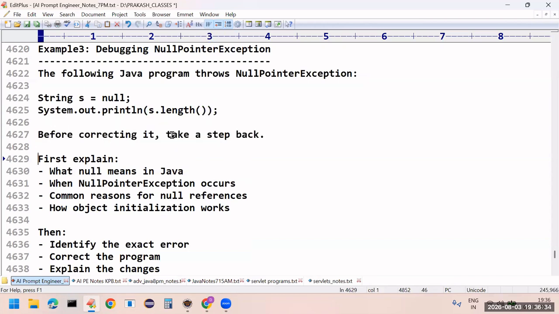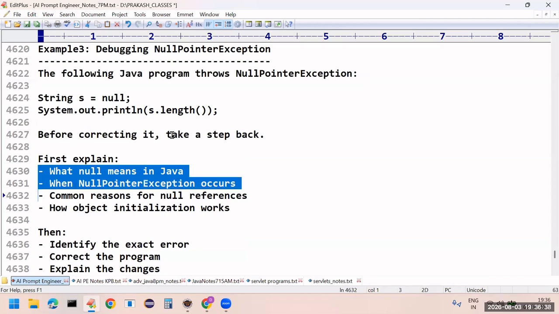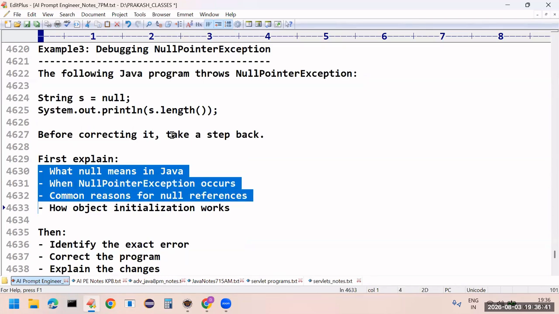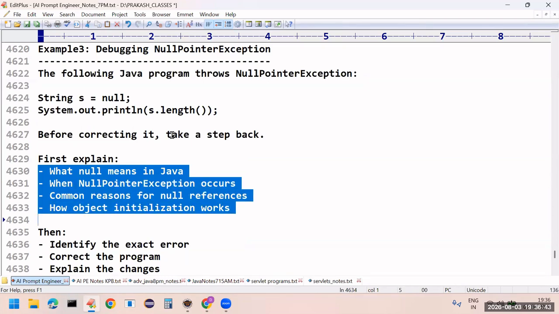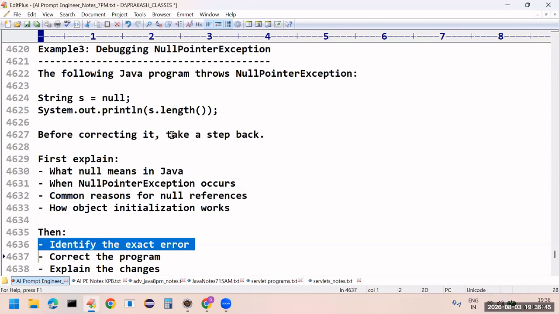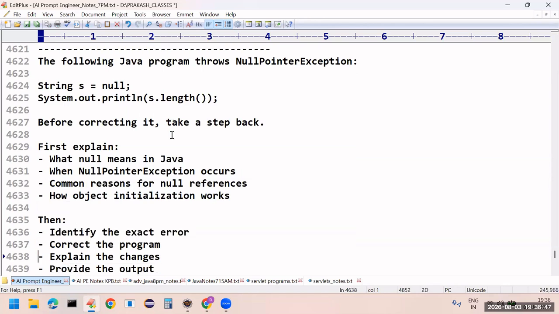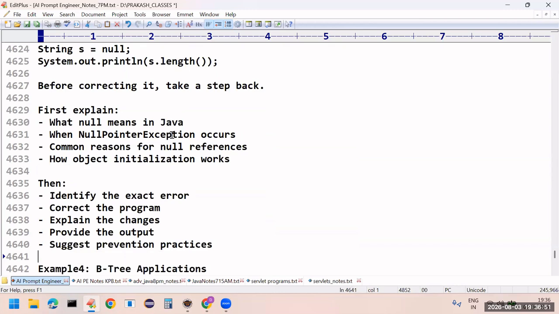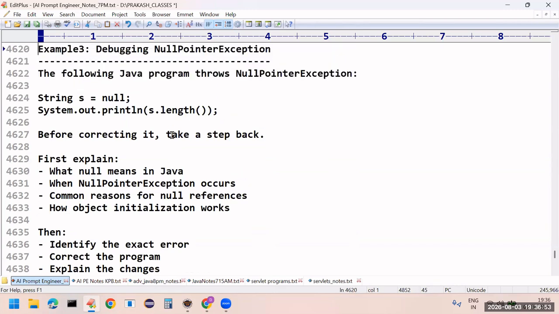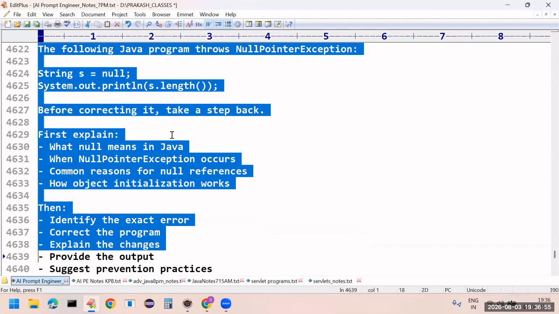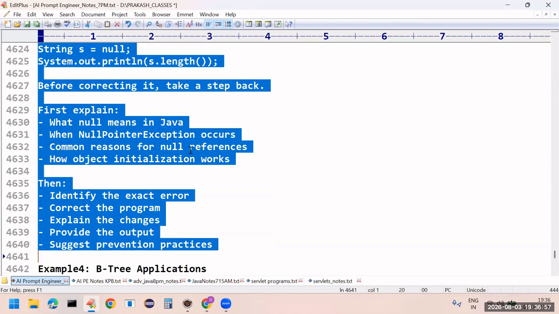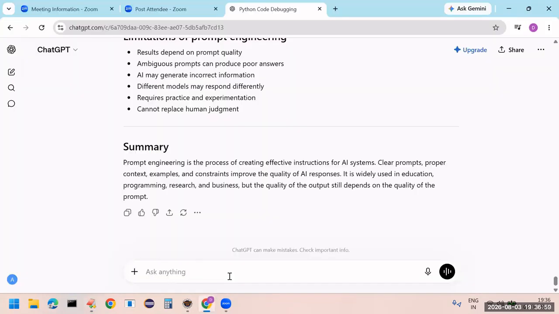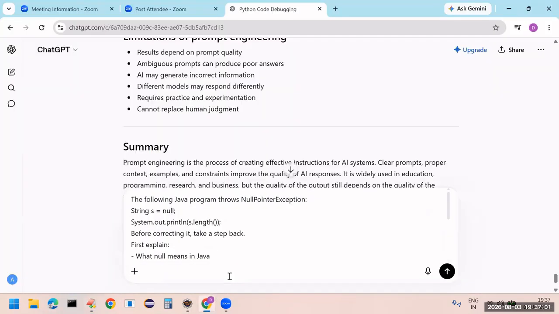Before correcting, take a step back: what null means, when a null pointer exception will come, common reasons, how object initialization works. Then identify the exact error, correct the program, explain the changes, provide the output, suggest prevention practices. So just before answering, I am asking it to verify the core concepts first.